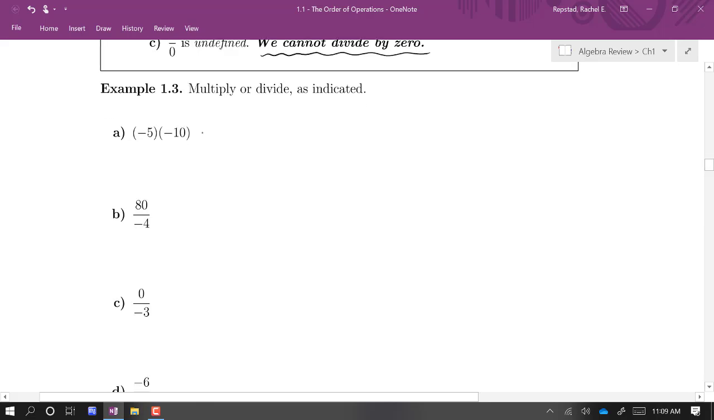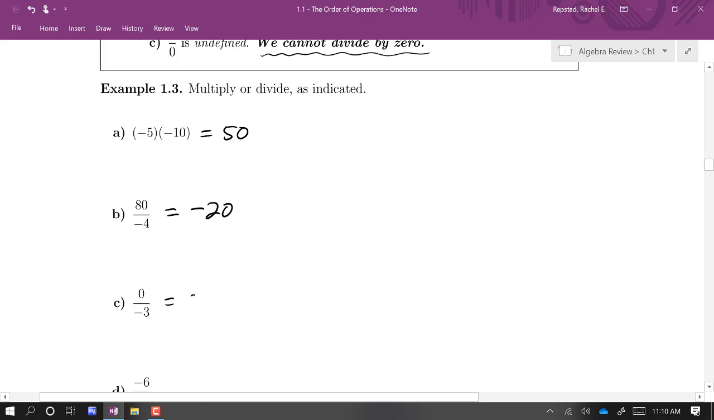All right, let's do some examples. Negative 5 times negative 10. Well, 5 times 10 is 50. They're both the same sign, so it'll be a positive 50. 80 divided by negative 4, that's going to be a negative. 80 over 4 is 20, so negative 20.